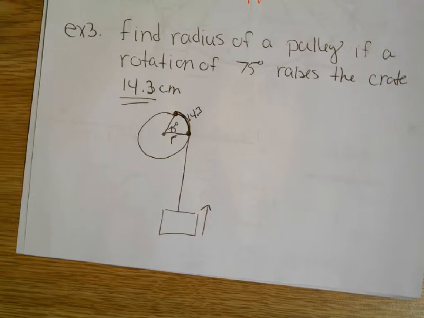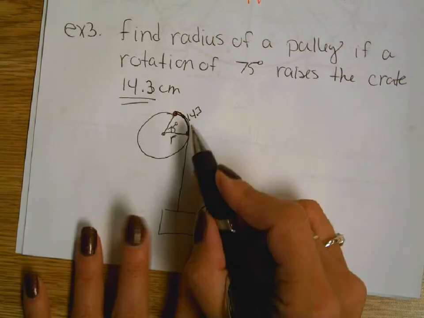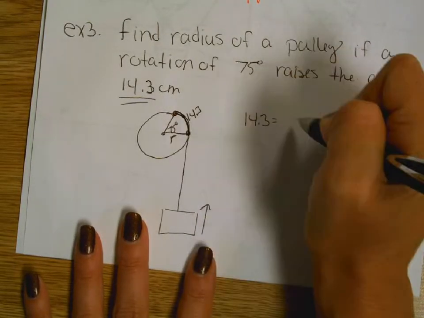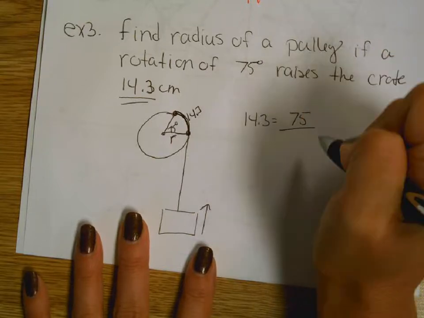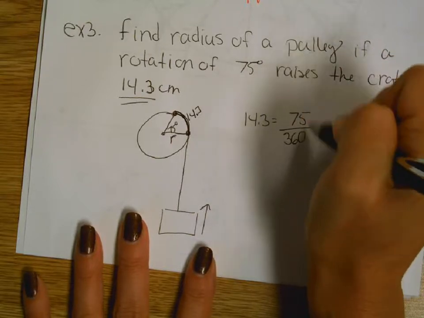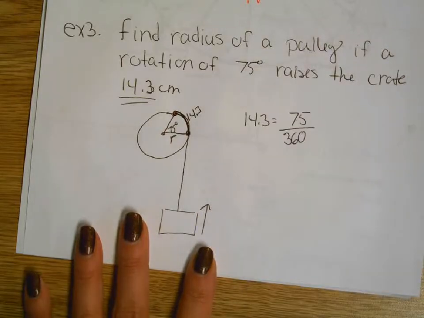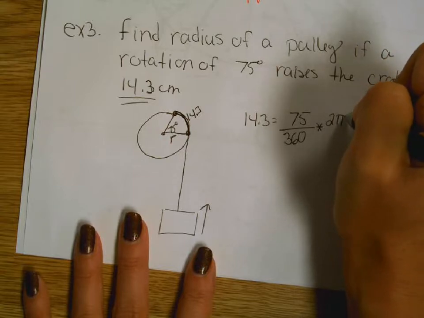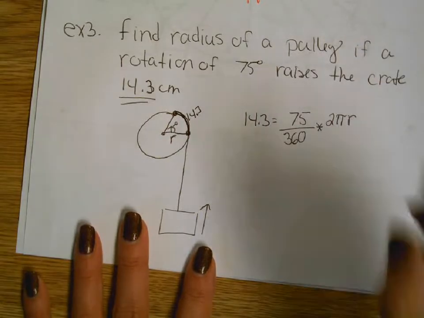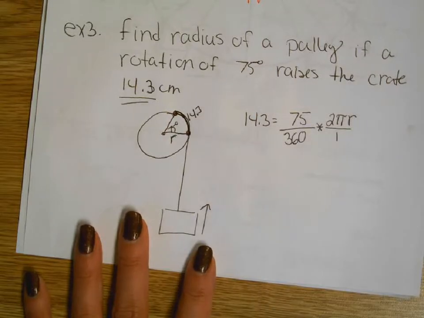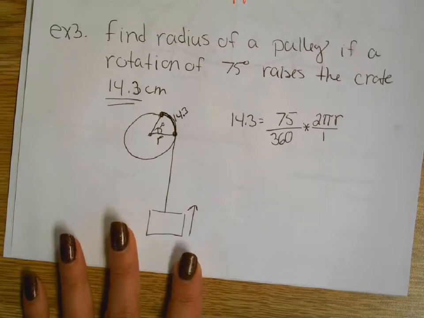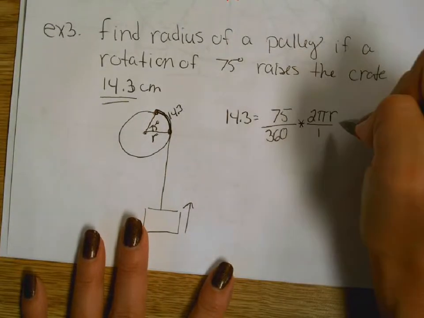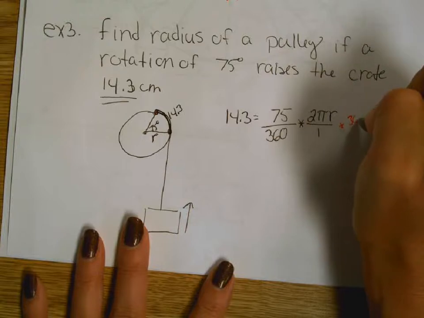Now it's just a simple arc length that we work backwards from. We know the arc length is 14.3. We know the angle, 75 degrees out of a possible full 360, to get our fraction of the circle. And then times by the circumference, which is 2 pi r. And I always like to make the fractions line up. Now it's just algebra working backwards, solving for r. First step, times by 360 to get rid of that.